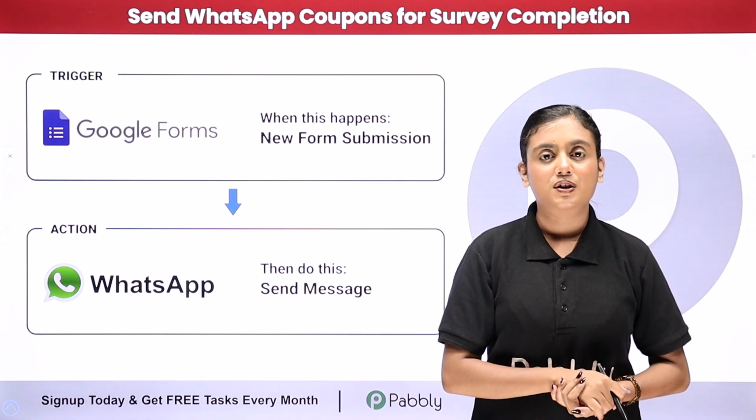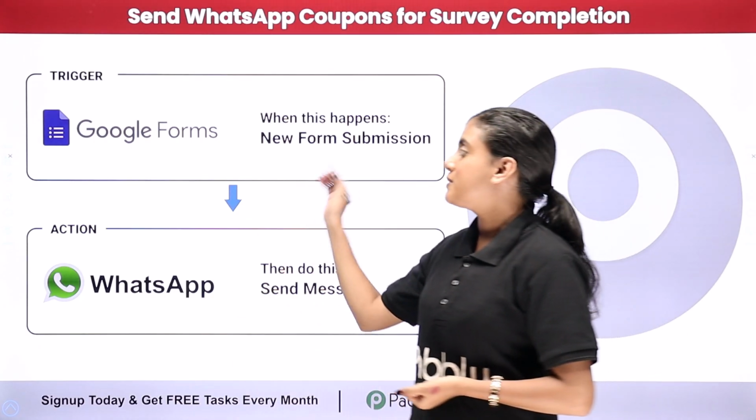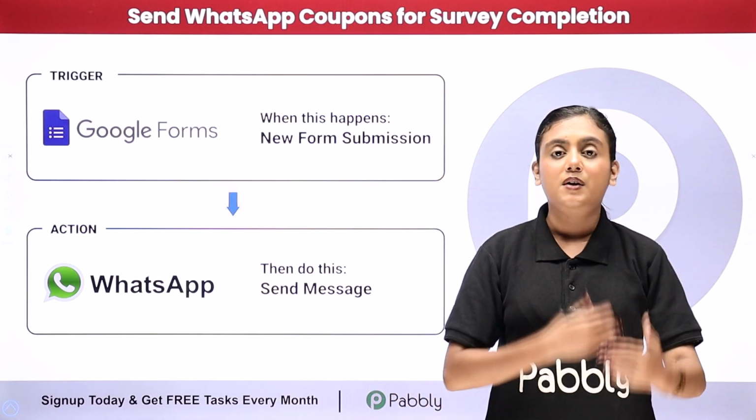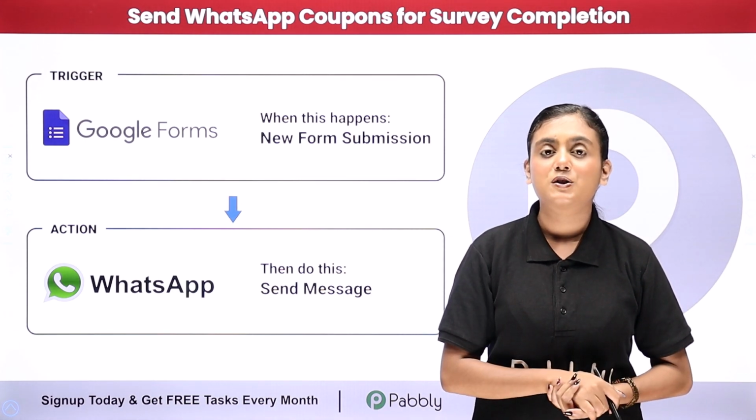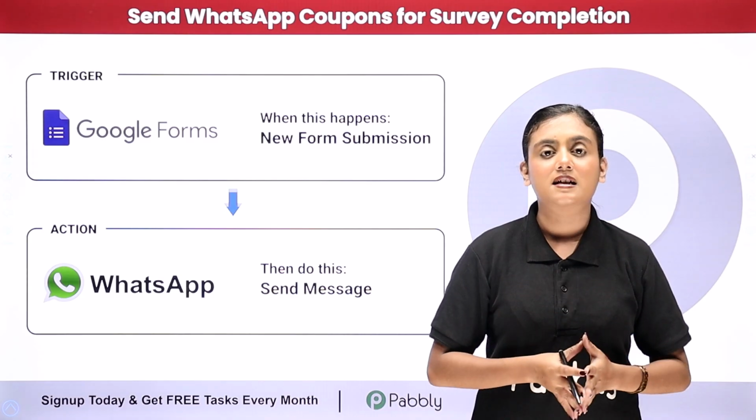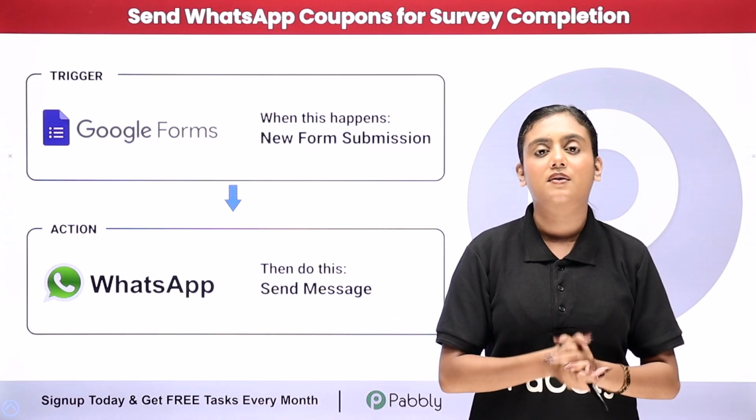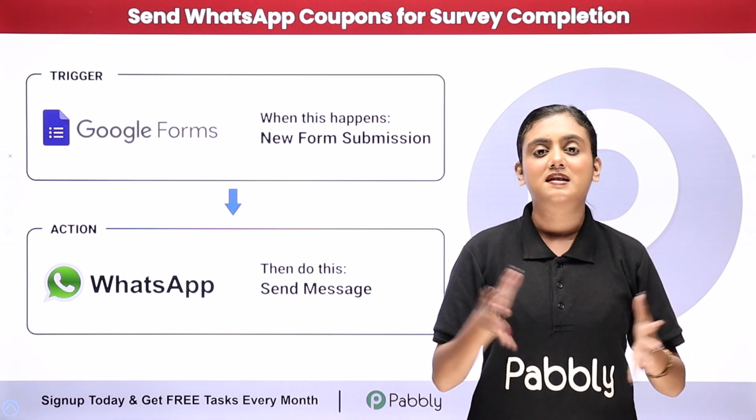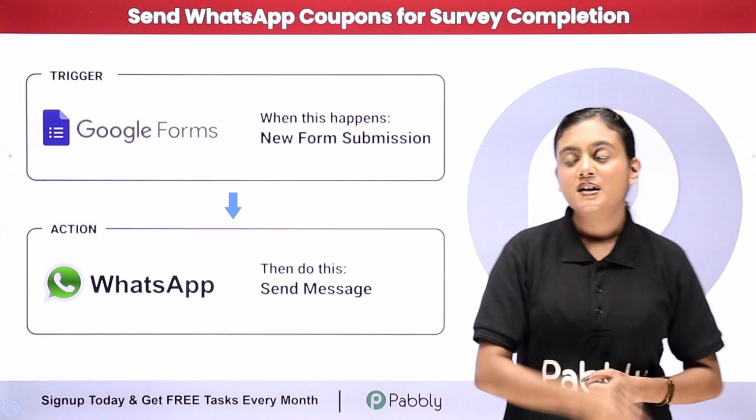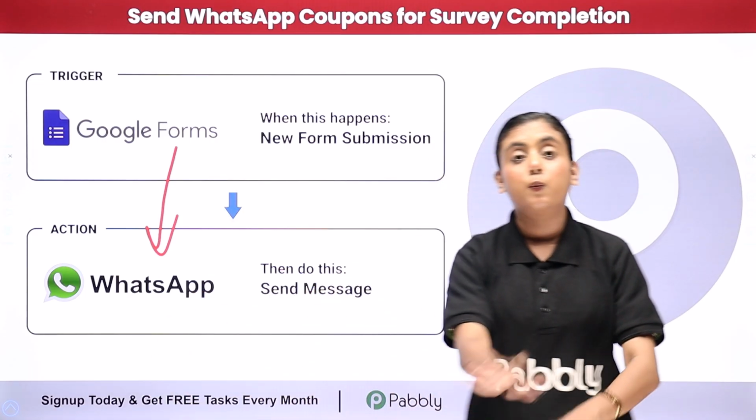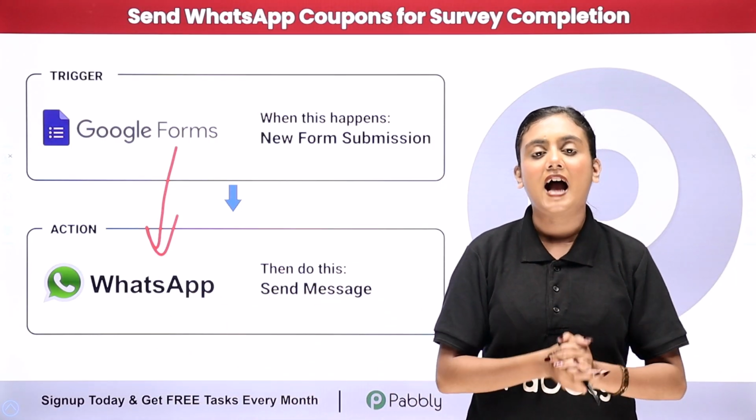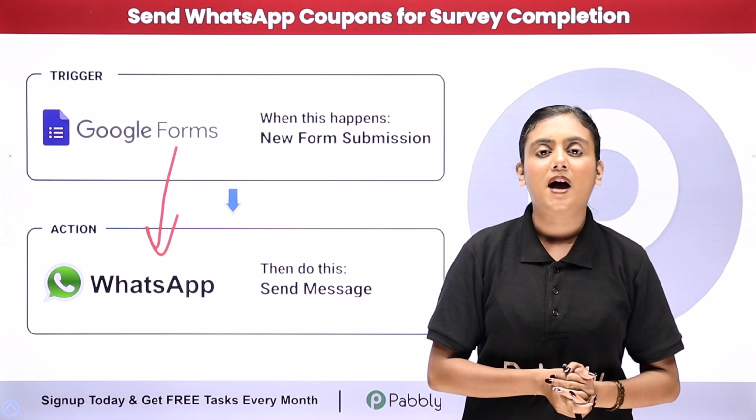I am a restaurant owner and I have created a feedback form using Google Forms. Now whenever a new form submission is done by the customer, towards the customer I also want to send a coupon code as a thank you as they have visited my restaurant. Now over here, doing this manually was a time consuming job. So to solve the problem, I built a connection between Google Forms and WhatsApp without need of any coding and programming skills using Pabbly Connect.